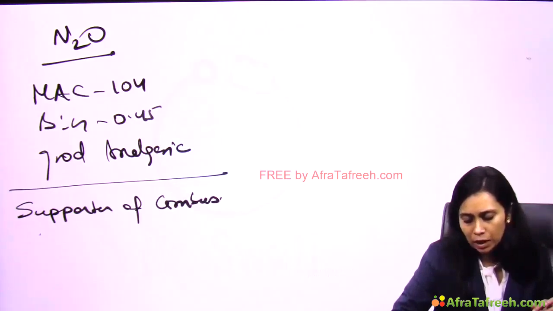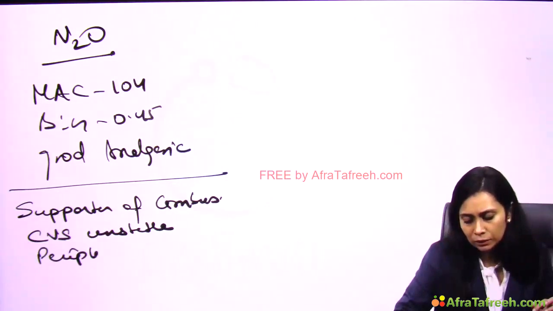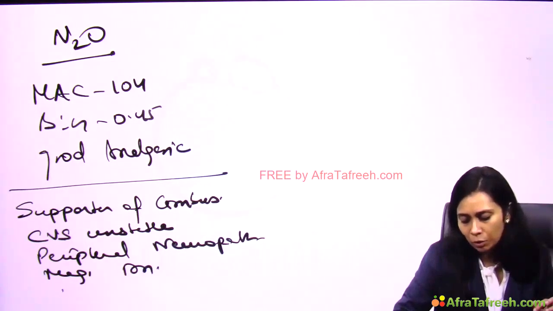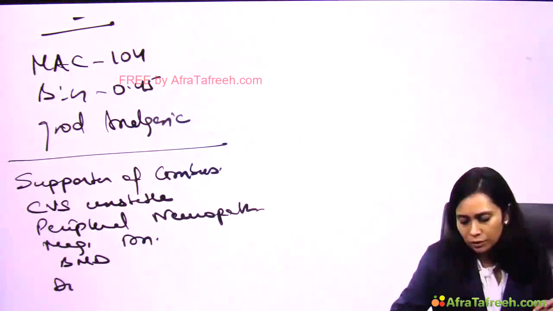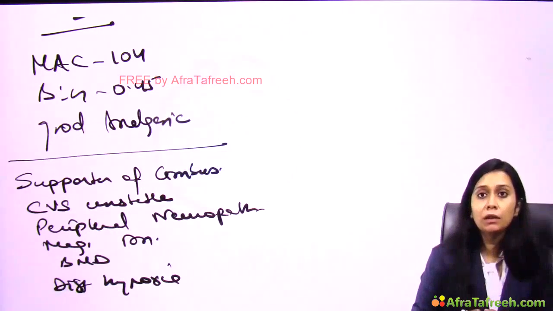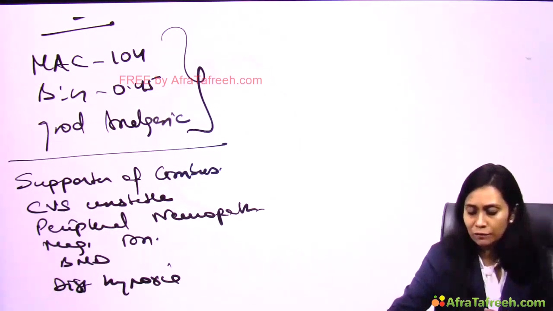Then cardiovascular unstable. Then it causes peripheral neuropathy. Then it causes megaloblastic anemia, bone marrow depression. It causes diffusion hypoxia.